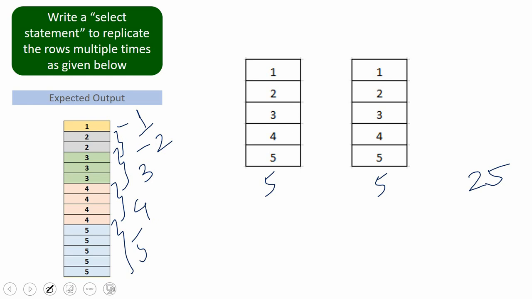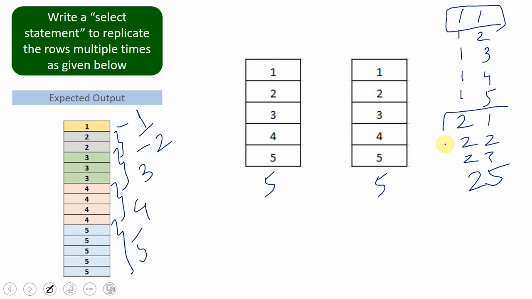If you do a Cartesian product, this will print like 1 1, 1 2, 1 3, 1 4, 1 5. Similarly, it will print 2 1, 2 2, 2 3, and it goes on. So the rows that we are interested in are this record and these 2 records. Similarly, in the other set like 3 1, 3 2, 3 3, 3 4, 3 5, here we are interested in these 3 records.